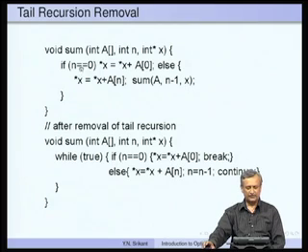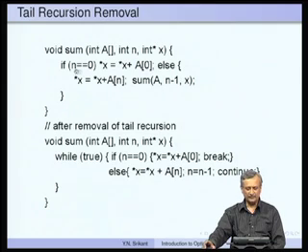So, as we go on with the smaller and smaller values of n, this will be n minus 1, n minus 2, etc. Eventually, it becomes a 0 and the recursion terminates here. This is called a tail recursive function simply because the recursive function call is the last executable statement in the body of the function.